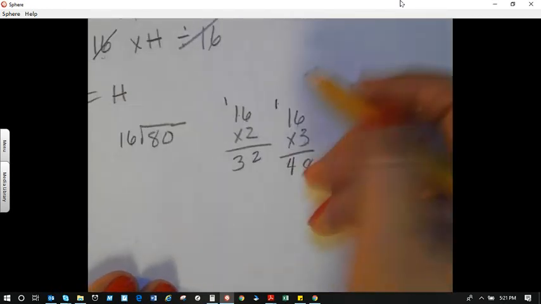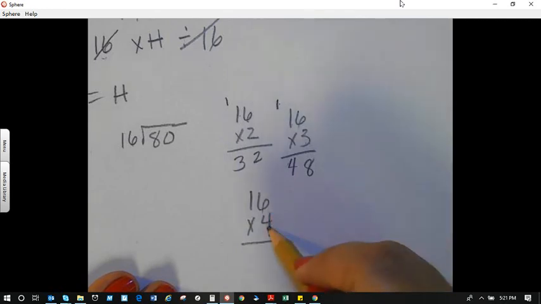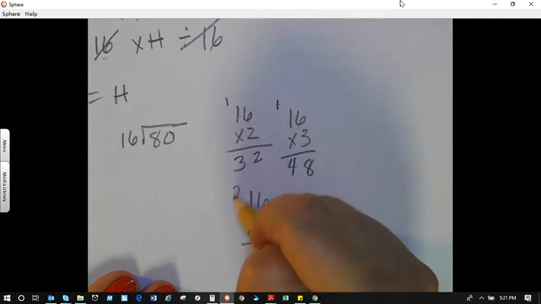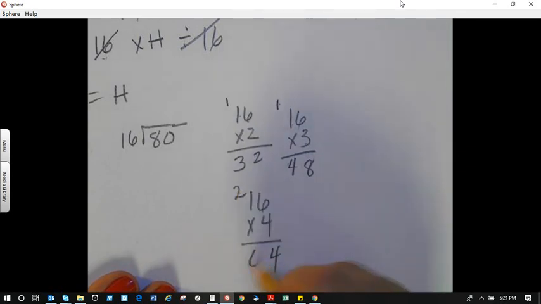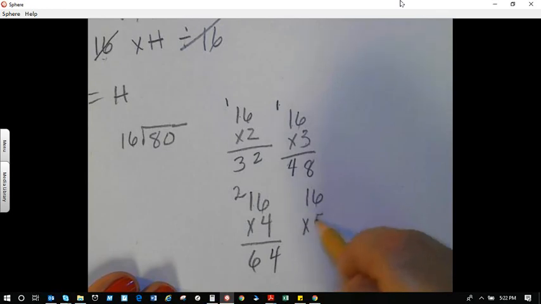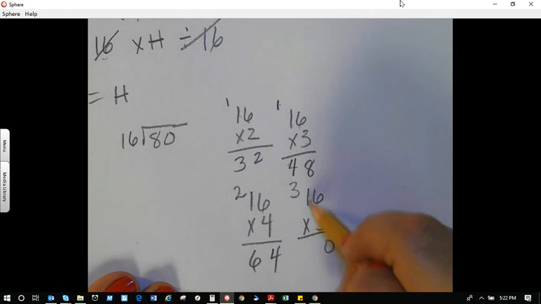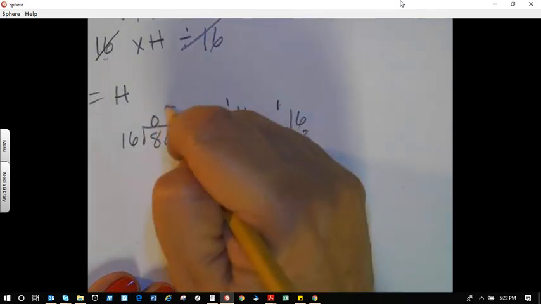So next I'm going to do 16 times 4. 4 times 6 is 24. Carry my 2. 4 times 1 is 4 plus 2 is 6. Still have more room to go. 16 times 5. 5 times 6 is 30. 5 times 1 is 5 plus 3 is 8. Oops, there you go. Magic number. So the answer is 5.